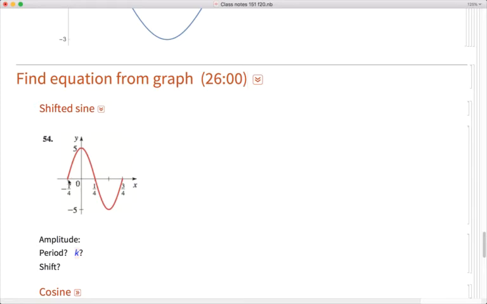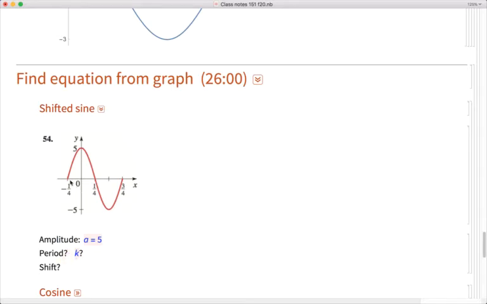Well, because this graph starts out at 0 and goes through a period and comes back to 0, it catches my eye that this looks like a sine function that's been shifted to the left. So that's what I've called this: a shifted sine. First let's deal with the amplitude. This graph is going from -5 to 5, so we can figure out that the amplitude is 5.